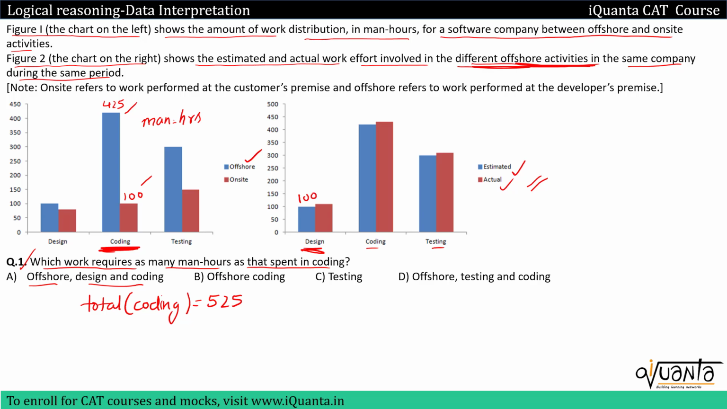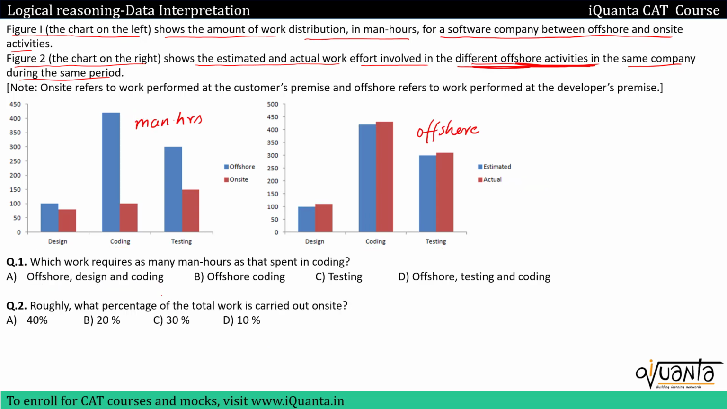And offshore coding, we are checking option A. Okay, offshore coding is this one, it is also around 425. So if we sum them up, 100 plus 425, this again gives us 525. So without checking the other options, we can say that option A will be the correct answer. So that's it. It was a very easy question. Let's go to the next one.